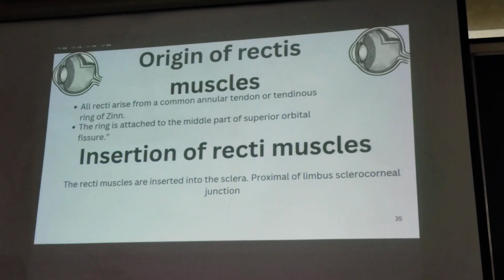The origin of rectus muscles: all the recti muscles originate from the annulus of Zinn, which is present in the middle part of the superior orbital fissure, and all the recti muscles are inserted proximal to the sclerocorneal junction.